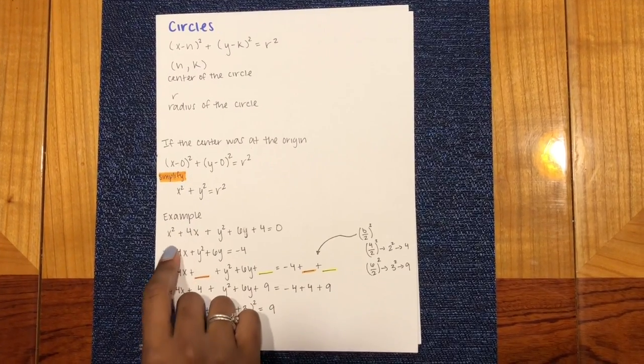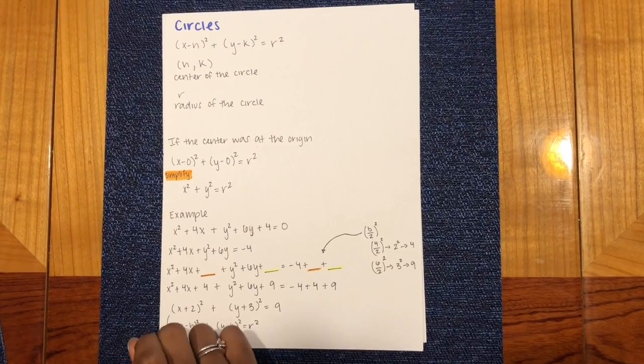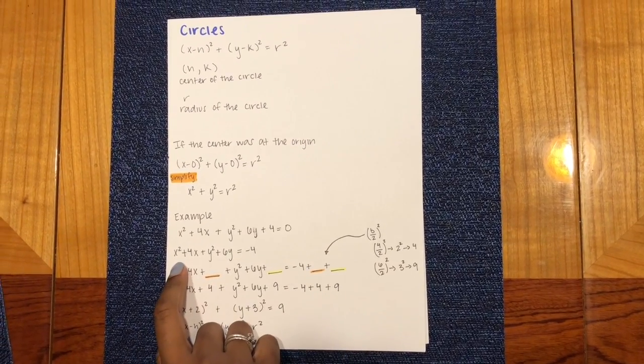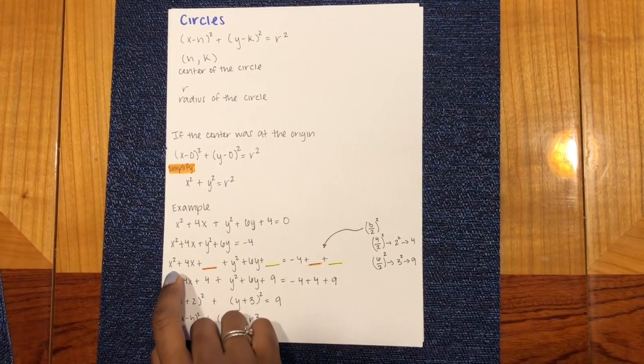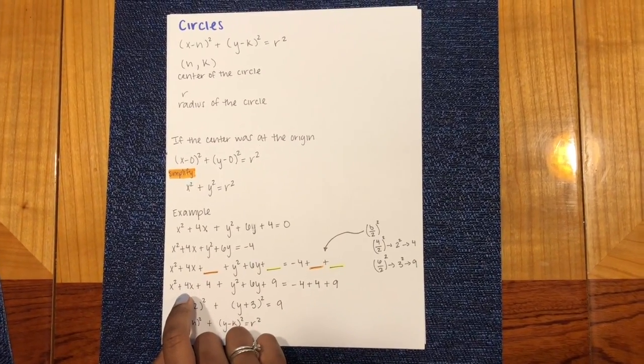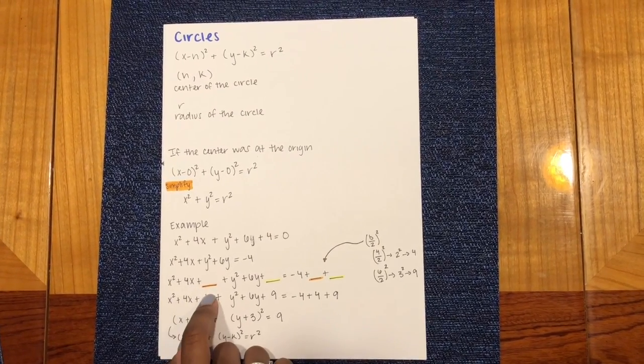Our example for today, we're going to use x^2 + 4x + y^2 + 6y + 4 = 0. Our first step is to move this 4 to the right side. So we're going to get x^2 + 4x + y^2 + 6y = -4. And then we have to complete the square.